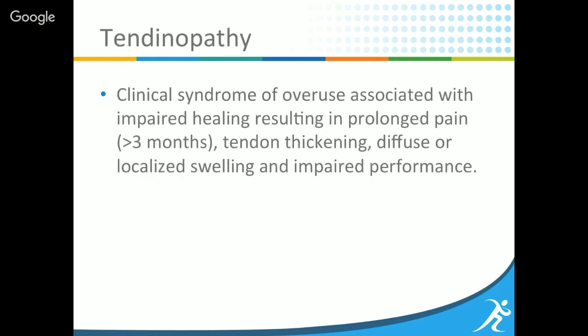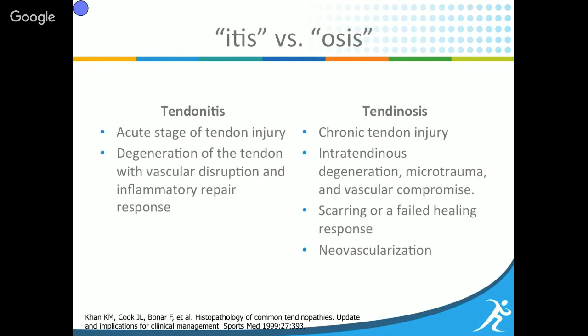So what is tendinopathy? Tendinopathy is a clinical syndrome of overuse associated with impaired healing, resulting in prolonged pain, tendon thickening, diffuse or localized swelling, and impaired performance. Now, in terms of tendon disease, it's a spectrum that goes from tendinitis all the way to tendinosis. In tendinitis, this is the acute stage. This is the first stage that you usually run into.